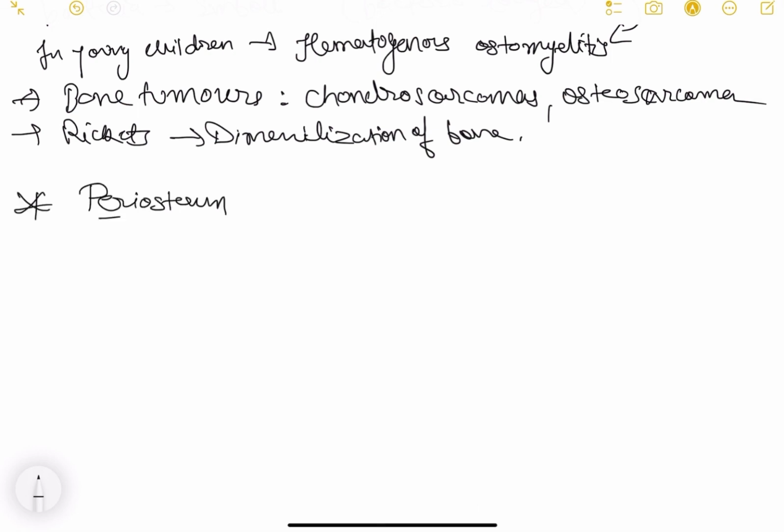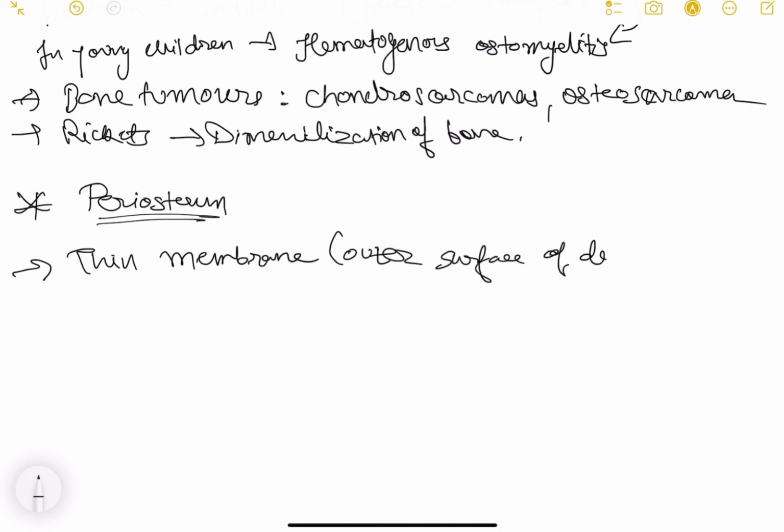Now next portion is periosteum. See, this is a most important topic, so please watch the entire video. Don't get bored, because if you try to understand, it is easier. Now talking about periosteum, you have seen the outer periosteum. This periosteum is a thin membrane, and it covers the outer surface of diaphysis. And here articular cartilage is absent.